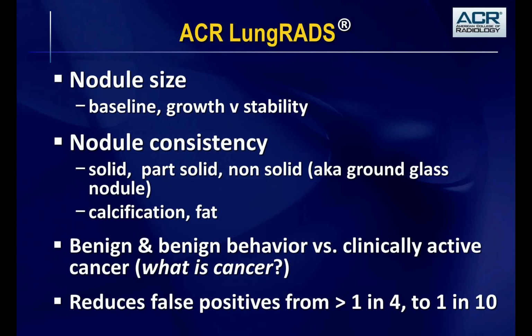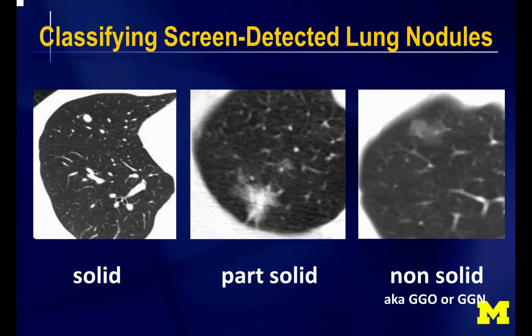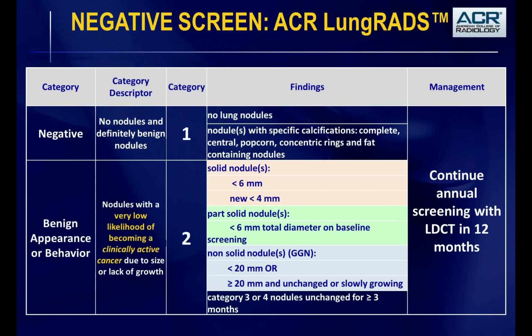So importantly in Lung-RADS, we use baseline nodule size and growth versus stability, as well as nodule consistency in deciding what nodules go into which category. Using Lung-RADS reduces the positive screen rate from over 1 in 4 to approximately 1 in 10. Here are the 3 major classifications: the solid nodule, the part solid nodule, and the non-solid nodule, which you may be more familiar with as a ground glass opacity or ground glass nodule. Each category is divided up into solid, part solid, and non-solid nodules and size criteria.